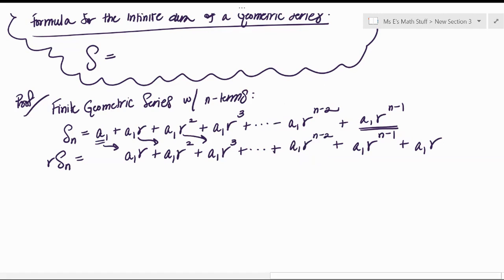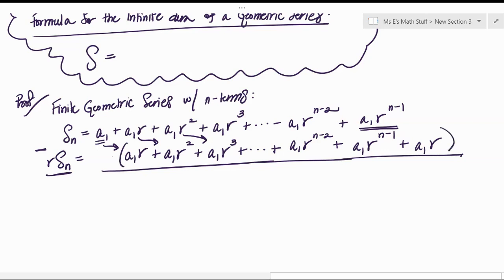And now that I've got this all nicely lined up, what on earth are we going to do? We are going to subtract both rows. How come? Because I've done this before. Okay. Anyway, so let's subtract this second row. Well, on the left side of the equation, we would just have s sub n minus r times s sub n. And on the right side, you'd have a whole bunch of like terms that would vanish out, like this.